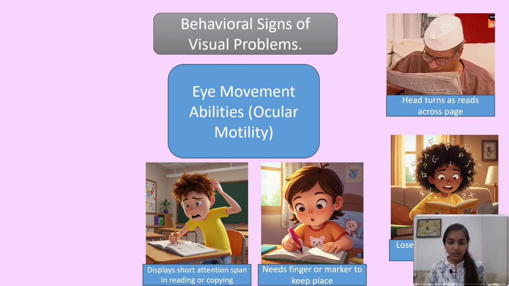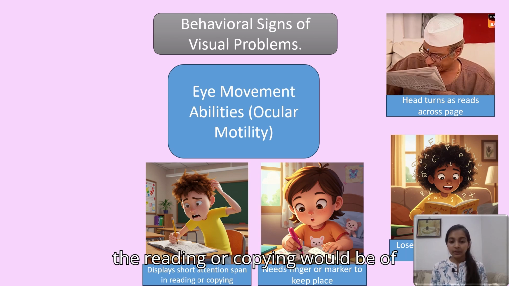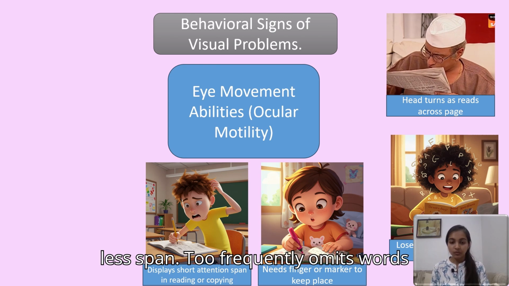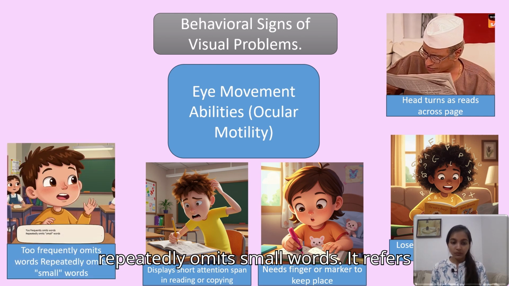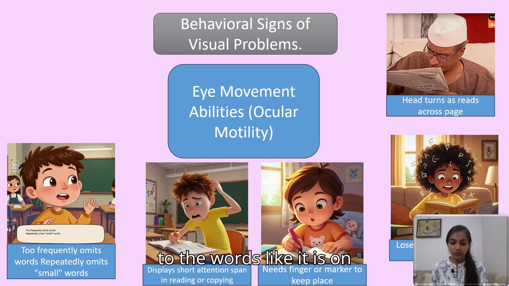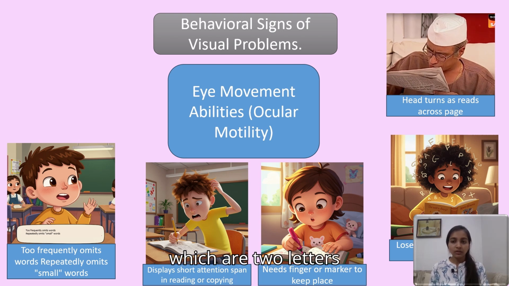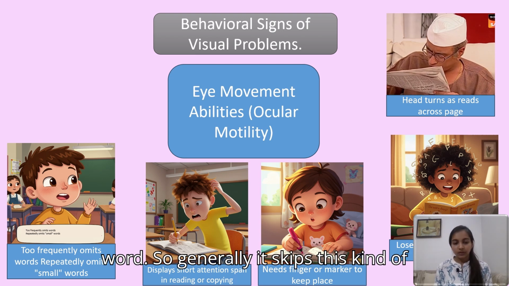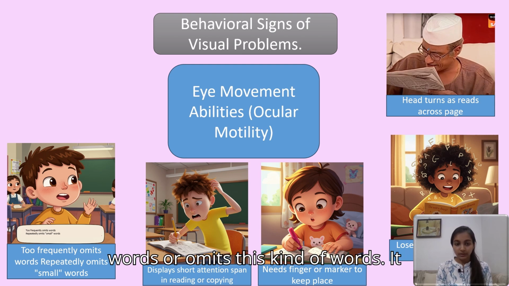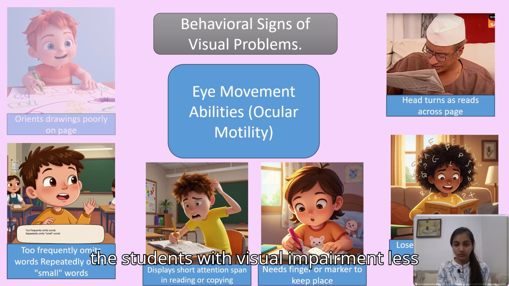Display short attention span in reading. Obviously, if a child is visually impaired, the reading or copying would be of less span. Too frequently omits words, repeatedly omits small words. It refers to words like it, is, on, which are two letter words, or maybe three letter words. So generally it skips or omits this kind of words.